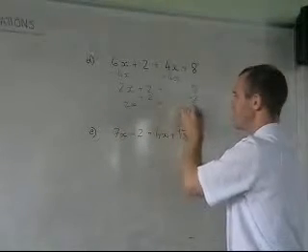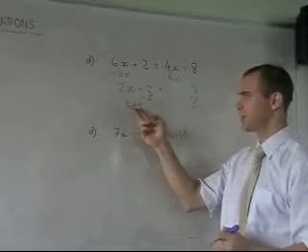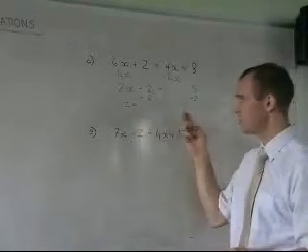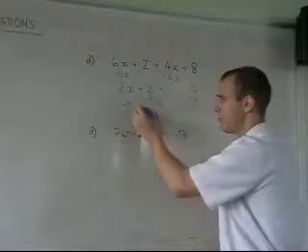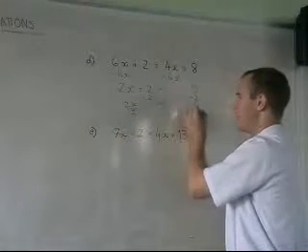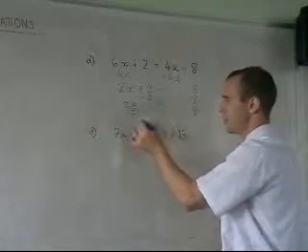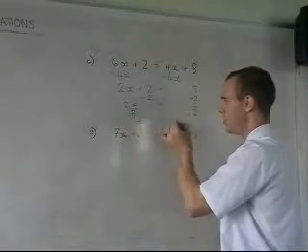equals 6. We have 2 times x, or x times 2, equals 6. So we're going to divide by 2 and divide by 2 over here, leaving us with x equals 3.